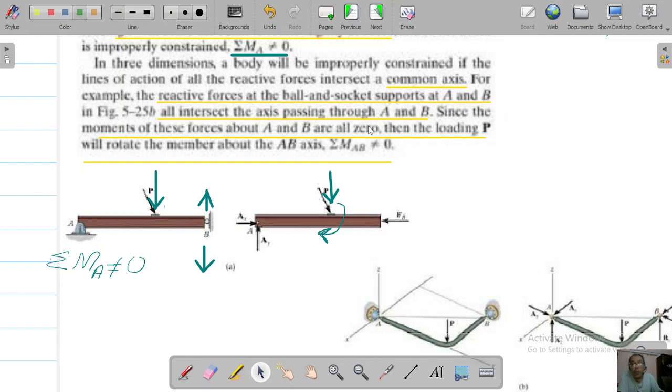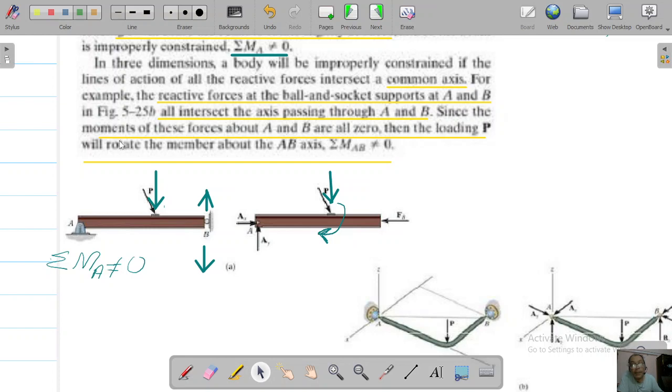the moments of these forces about A and B are all zero, because all these forces are passing through this axis. So the summation of moments about A over here and the summation of moments about B will be zero, as there will be no moment arm. So they all intersect the axis passing through A and B.